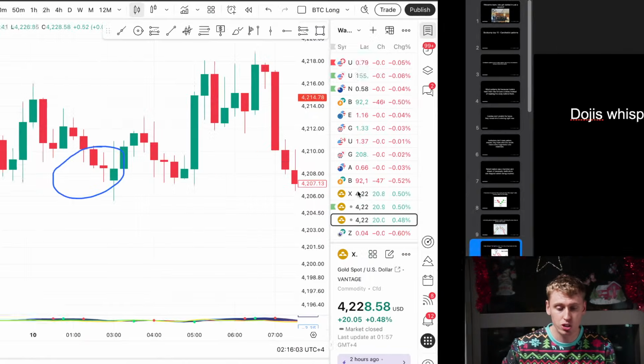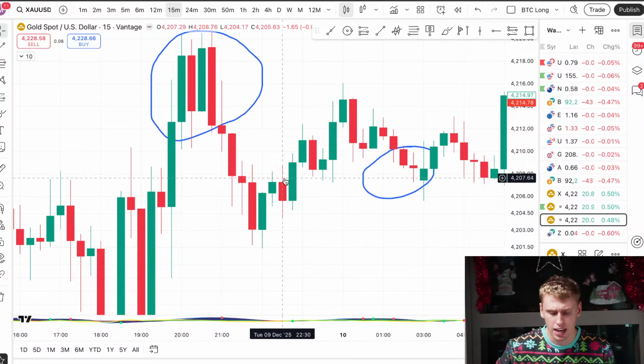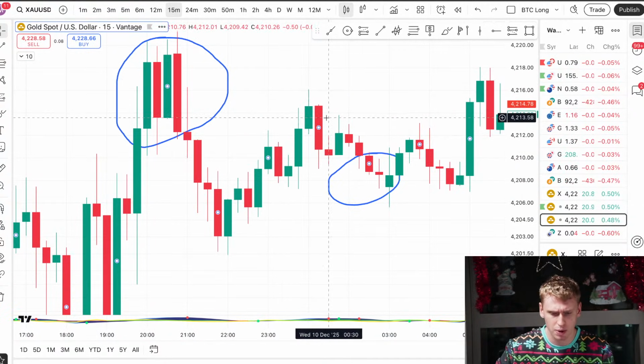Okay, I can see buyers are in control here. We had a slight pullback, a bit of a bearish engulfing candle there, and then buyers just completely took us back. Buyers are definitely in control now. I don't want to be shorting this market.